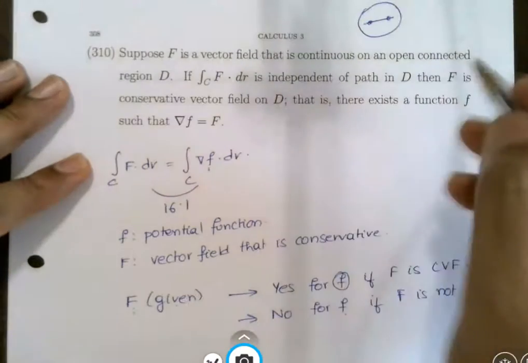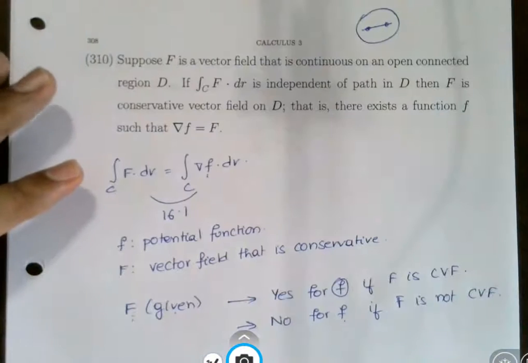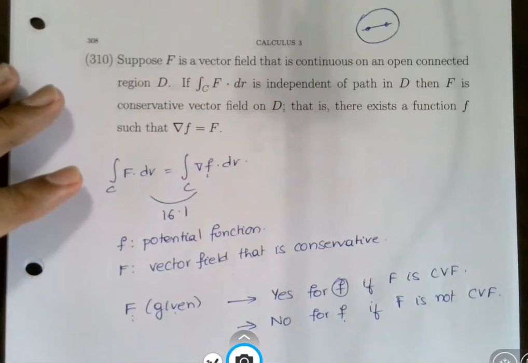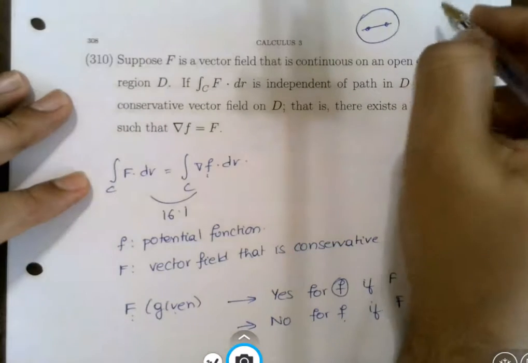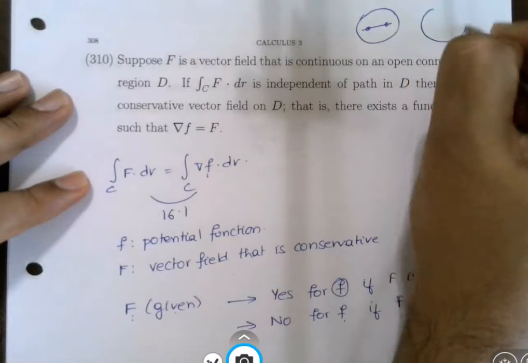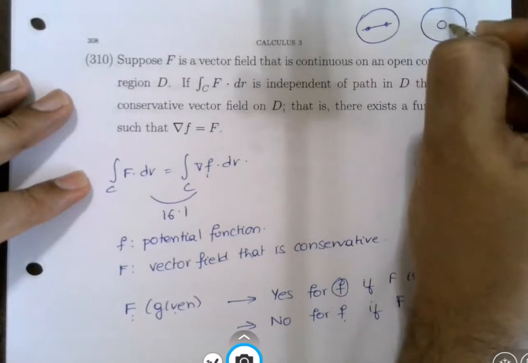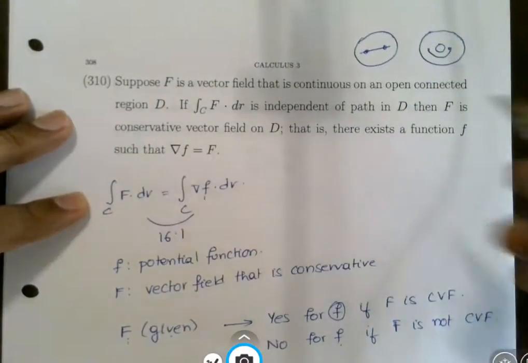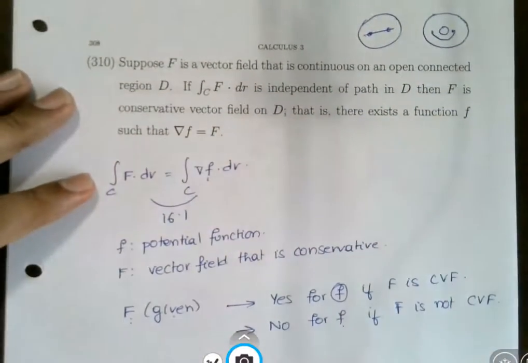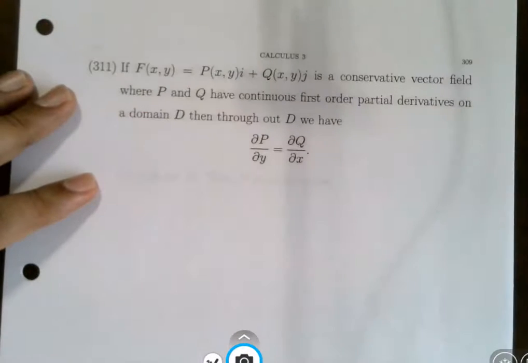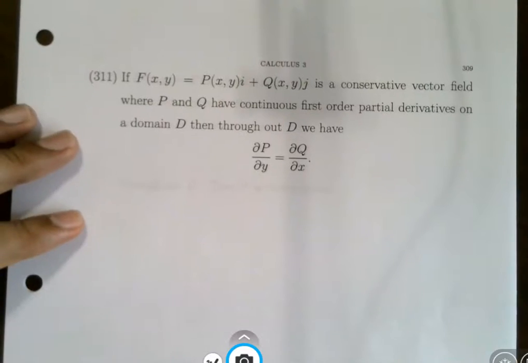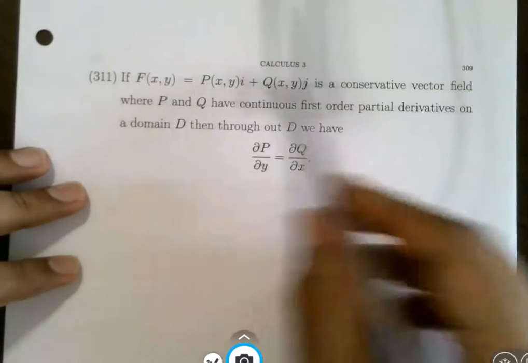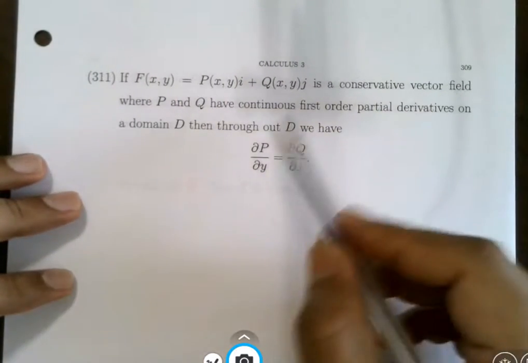I mean, the whole path lies inside. That's what is connected. But other than that, if you have something like, let's just say, a puncture here, you have this, so that's connected again. So these are some of the examples of connected vector fields, connected domains.